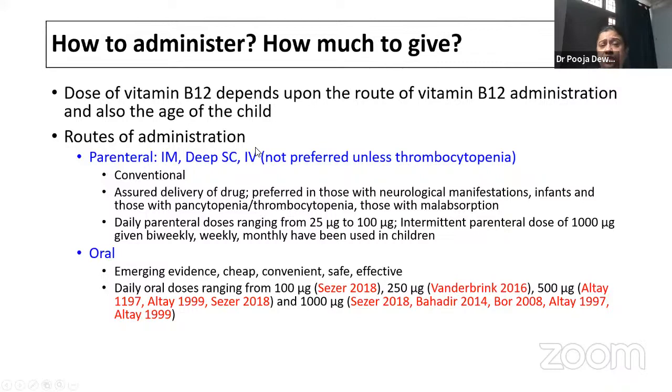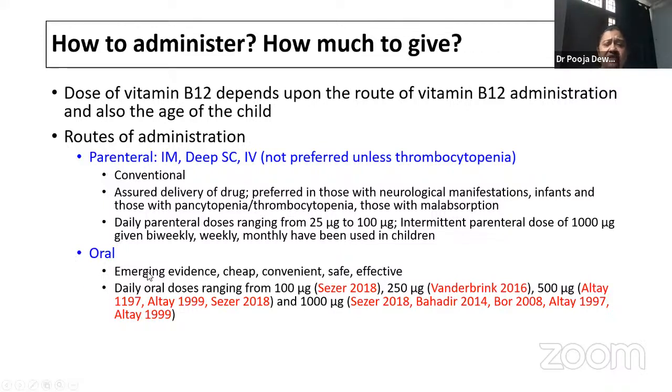However, intravenous route is not preferred over intramuscular or deep subcutaneous because with IV route, it has been shown that the drug gets excreted very rapidly in urine, and there is not enough time for the drug to get taken up by the liver and get stored. So IV route is preferred only in patients with severe thrombocytopenia. Otherwise, deep IM route is what is given. Again, the doses can range from 25 to 100 micrograms, and the doses can be given daily initially, can be given alternate day, intermittently, or as maintenance therapy.